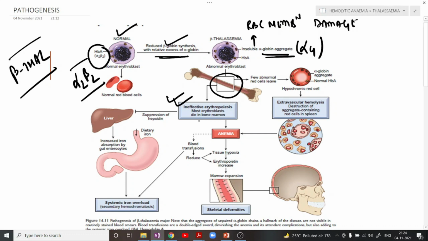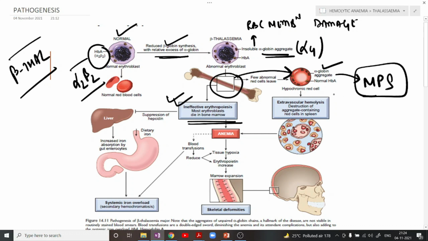So most erythroblasts are going to die inside the bone marrow, but around 20-25% of the RBCs are going to escape and enter the circulation. But even these RBCs are not perfect. They still contain this alpha globin aggregate, and they are going to be trapped by the mononuclear phagocyte system, that is in the spleen, bone marrow, liver, and as a result they are going to undergo extravascular hemolysis. So even outside the bone marrow, these RBCs are not going to survive. As a result, the patient is going to develop anemia.